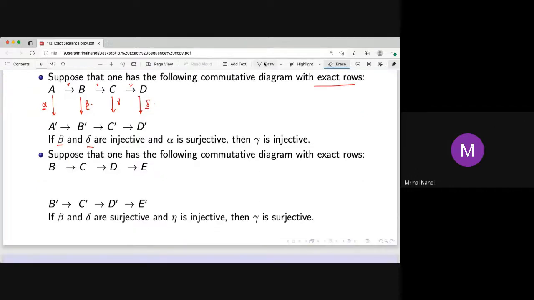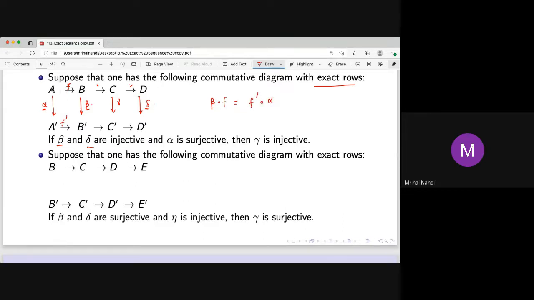A similar four lemma is there. Suppose one has the following commutative diagram. By the way, what is the meaning of the diagram being commutative? The meaning is this: if there is a map f and a map f dash, the diagram commutative means that beta composed with f is f dash composed with alpha. That is called the diagram commutes.